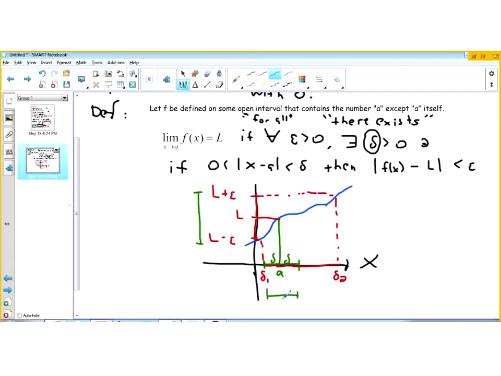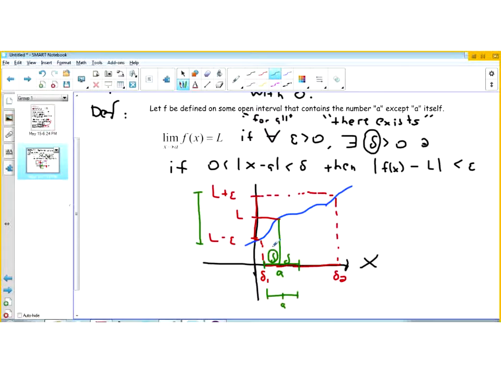Okay? So if I choose any number on this interval that contains a, and I calculate my output for this blue function, I better have, if I can find an output on this green interval, then the limit as x approaches a of f of x is guaranteed to be L. And this has to be the case for any positive epsilon. So I can choose epsilon anywhere on my positive y-axis.